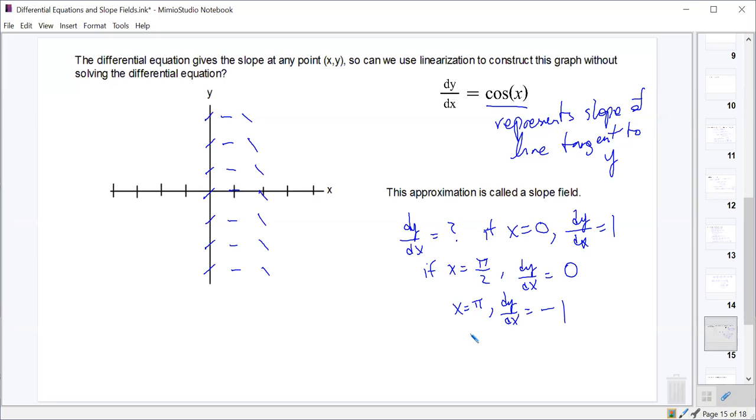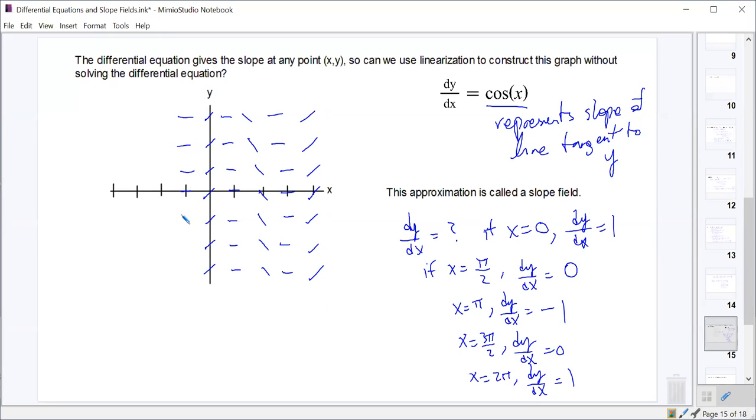And what about at 3 pi over 2? Zero. Should be back to 0. So we'll go back to slopes of 0 here, everywhere where x is 3 pi over 2. And what about at 2 pi? Should be back to 1. And what about going the other direction? Negative pi over 2 would be 0. Just going to sketch those in real quick. And negative pi would be back to negative 1.